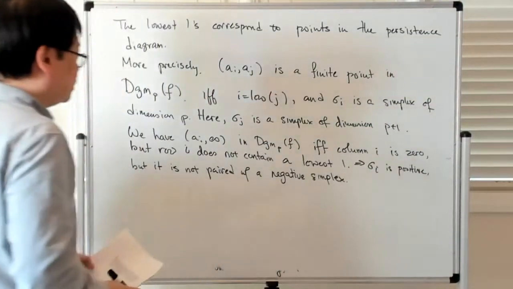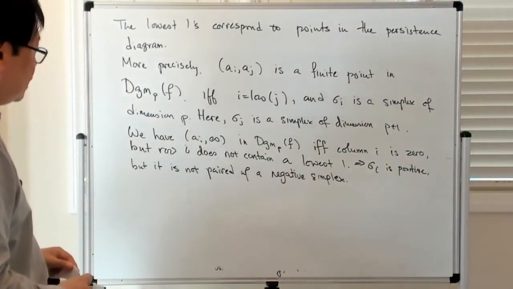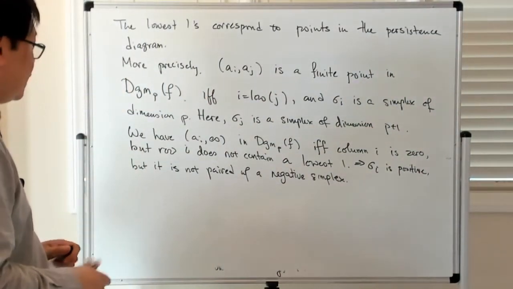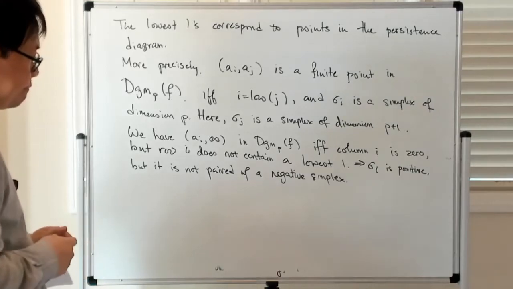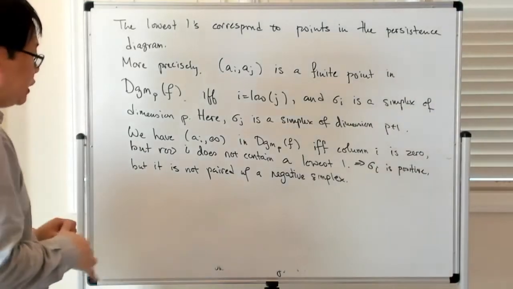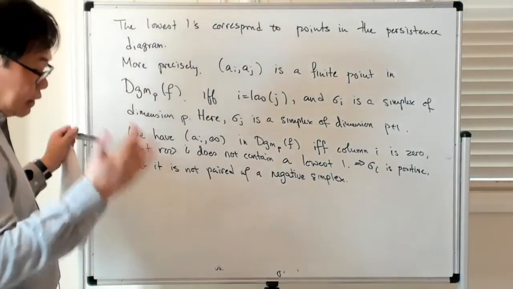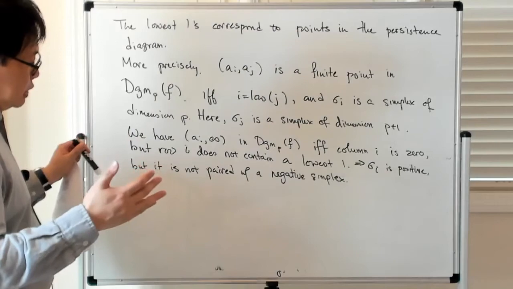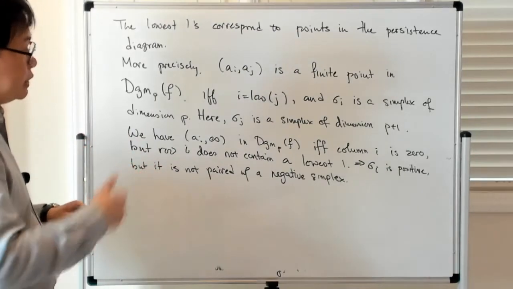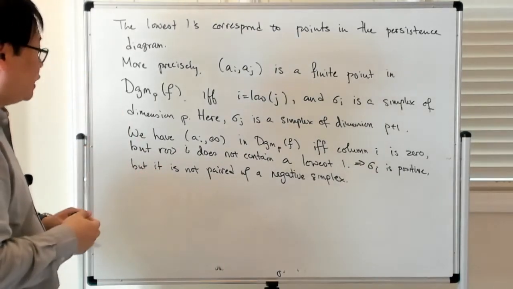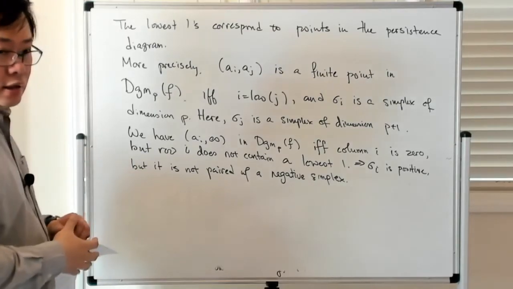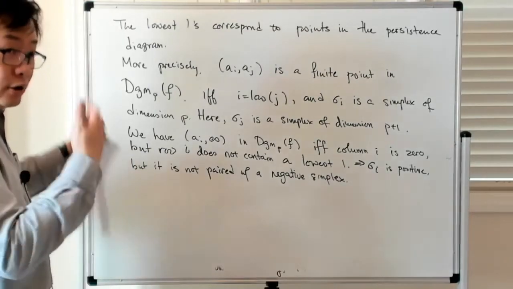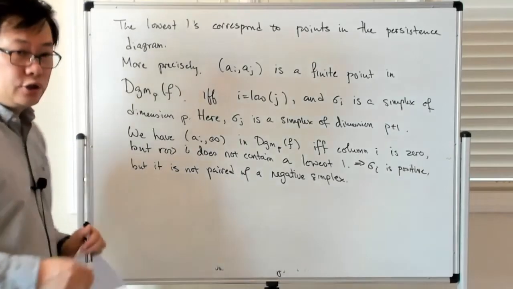So that's what it takes to compute persistent homology using this reduction algorithm. In particular, the reduced matrix R, and in particular the lowest ones, encode the persistence diagram in all dimensions. So let me just stop here. Thank you.